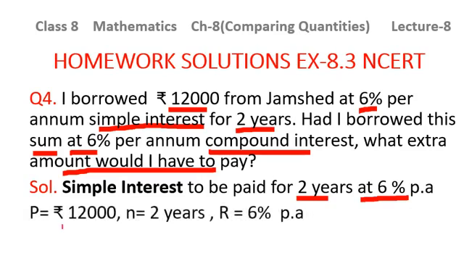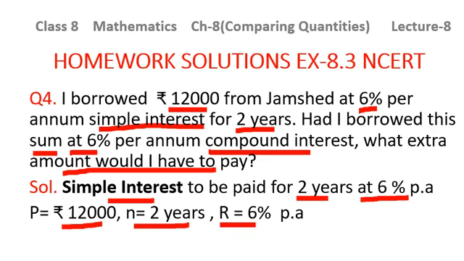So principal here is 12,000 rupees and time is 2 years. Rate of interest is 6% per annum, and we need to find the simple interest first, so that then only we will be able to compare. We will find simple interest as well as compound interest. Then we will come to know what extra amount I would have to pay.